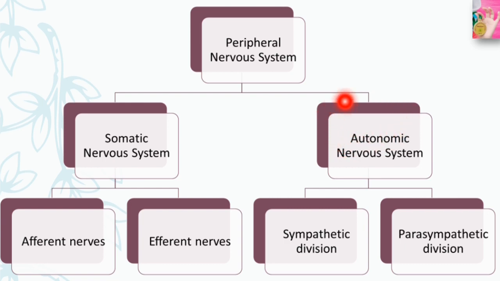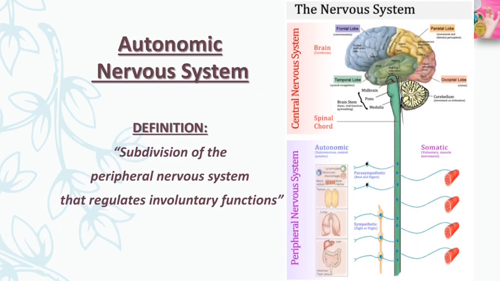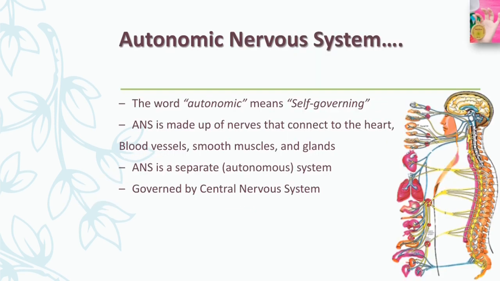Now, in this video, we will be discussing the autonomic nervous system. Let's start with the proper definition of the autonomic nervous system. The definition is: a subdivision of the peripheral nervous system that regulates involuntary functions. Now, the autonomic nervous system is basically the other subdivision of the peripheral nervous system. The word autonomic means self-governing. As the name indicates, the autonomic nervous system deals with functions which are of an independent nature.